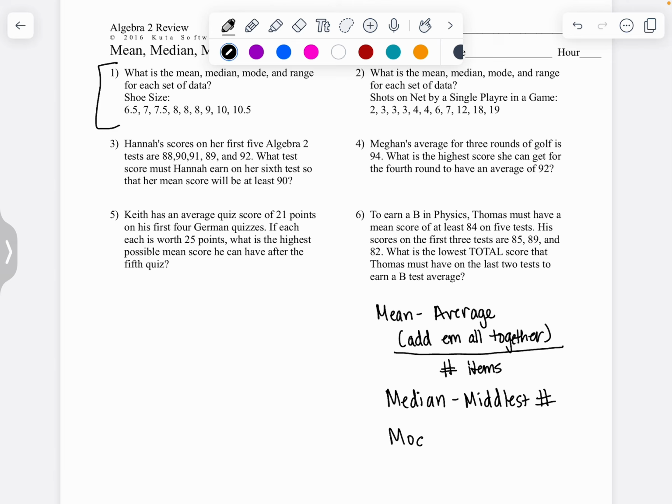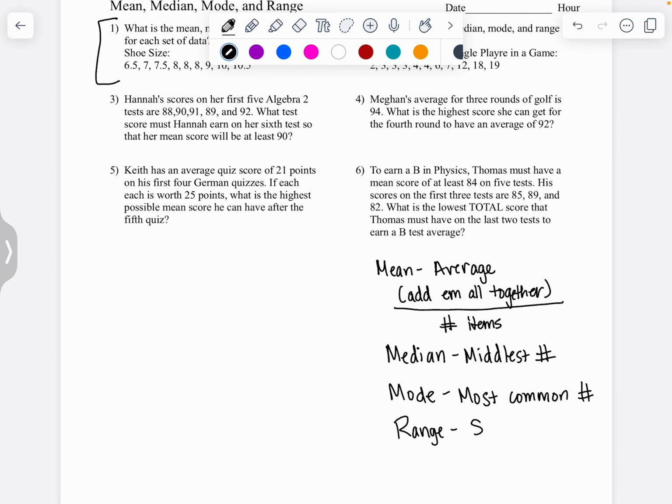Mode, the most common number. So which one happens the most often? And range is the spread. That's a weird word there. So what I'm going to say, if you're doing math, it's going to be the biggest number minus the littlest number. It's how far apart the data is spread, okay? So there's kind of my vocab.